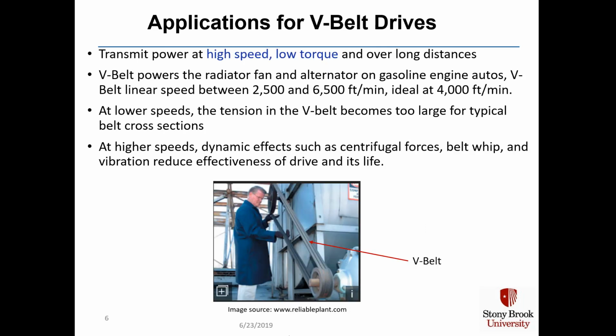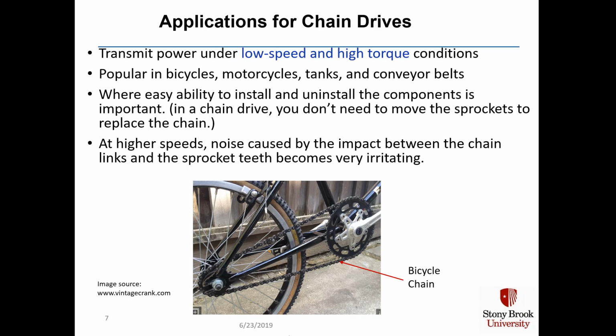V-belt drives transmit power at high speed, low torque, and over long distances. V-belts power the radiator fan and alternator on gasoline engines in autos at linear speeds between 2,500 and 6,500 feet per minute, ideally at 4,000 feet per minute. At lower speeds, the tension in the V-belt becomes too large for typical V-belt cross-sections. At higher speeds, dynamic effects such as centrifugal forces, belt whip, and vibration reduce the effectiveness of the drive and its life.